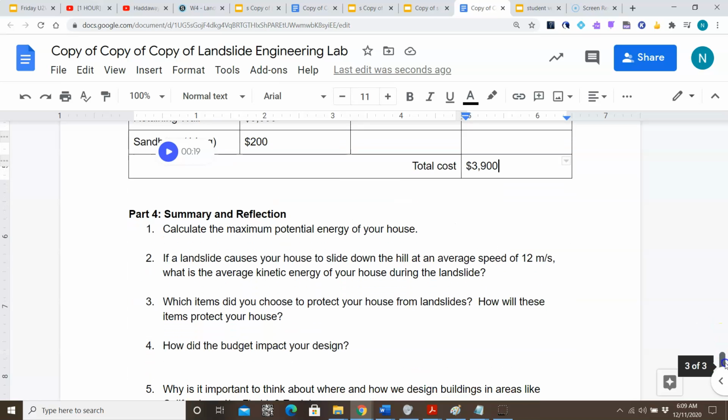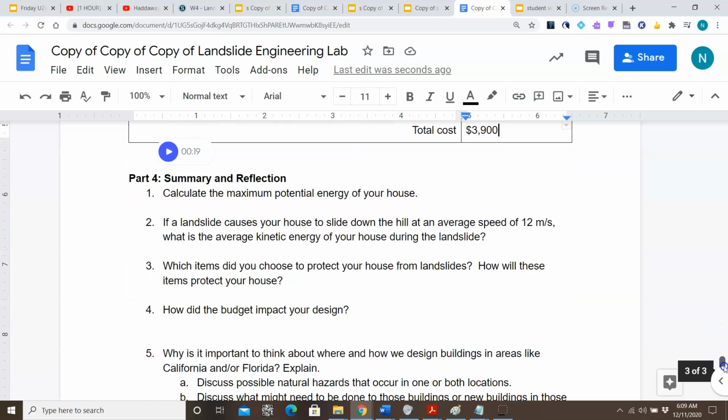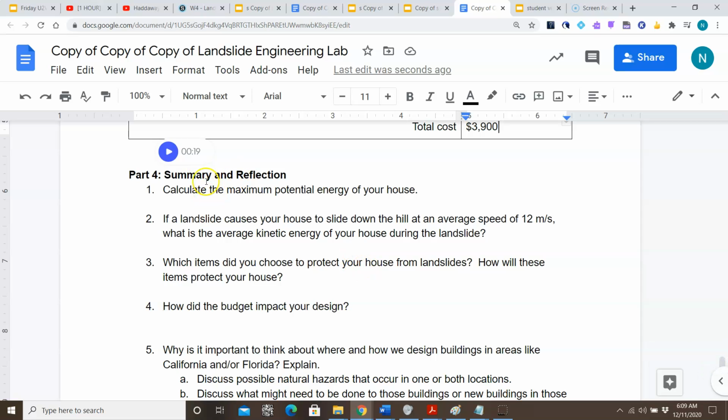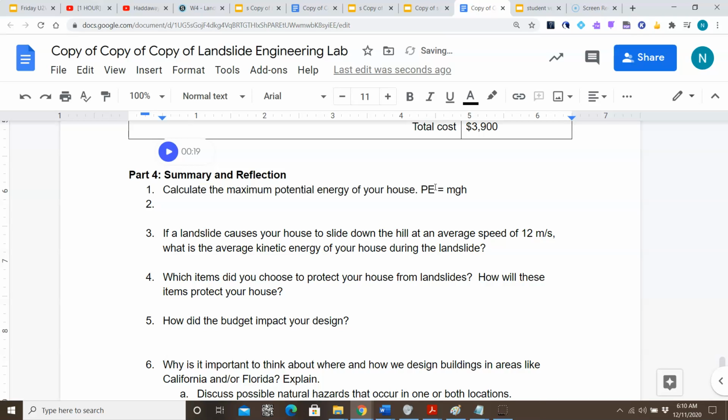After you've done that, the next part is to do a summary or reflection. So here you're going to calculate the maximum potential energy of your house. Now remember, potential energy is equal to mass times G, which is 9.8, times the height. So we need to get the mass of our house.